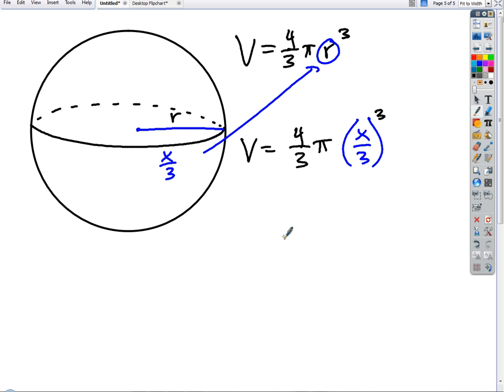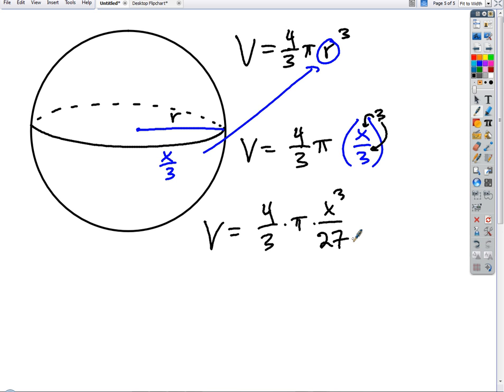Okay, now hang on. I'm taking this to the 3. I'm going to distribute that 3 to both parts, to the factor on the top and the factor on the bottom, right? Cubed over 27. Okay, good. So then I'm going to get V equals 4/3 times pi times x cubed divided by 3 cubed, which is 27, right?